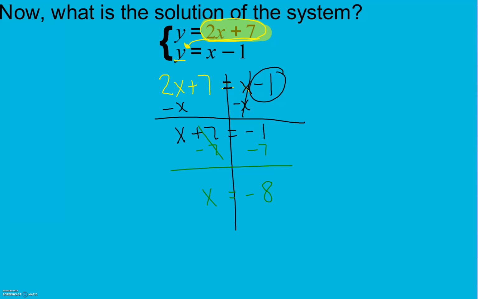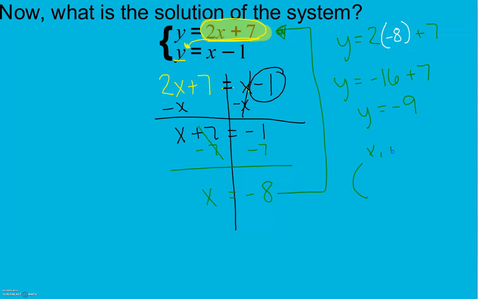Once I know my x value, I can plug it back in to find my y value. It doesn't matter which equation we plug it into here. And just like when I substituted before, everything stays the exact same except for where I plug that value in. So y equals -16 plus 7. Y equals -9. So my ordered pair, again, always x and then y, is going to be -8, -9. And if we plug those into our equations, it checks out.